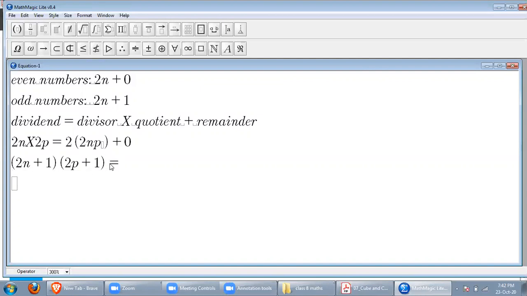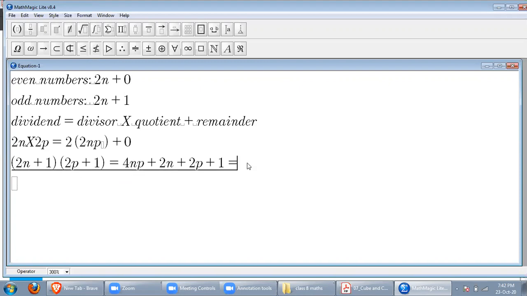So when I multiply them together, first multiplying 2n, this will give 4np plus 2n. Now I start with 1: 1 multiplied by 2p will give 2p, and then 1 multiplied by 1 will give 1.